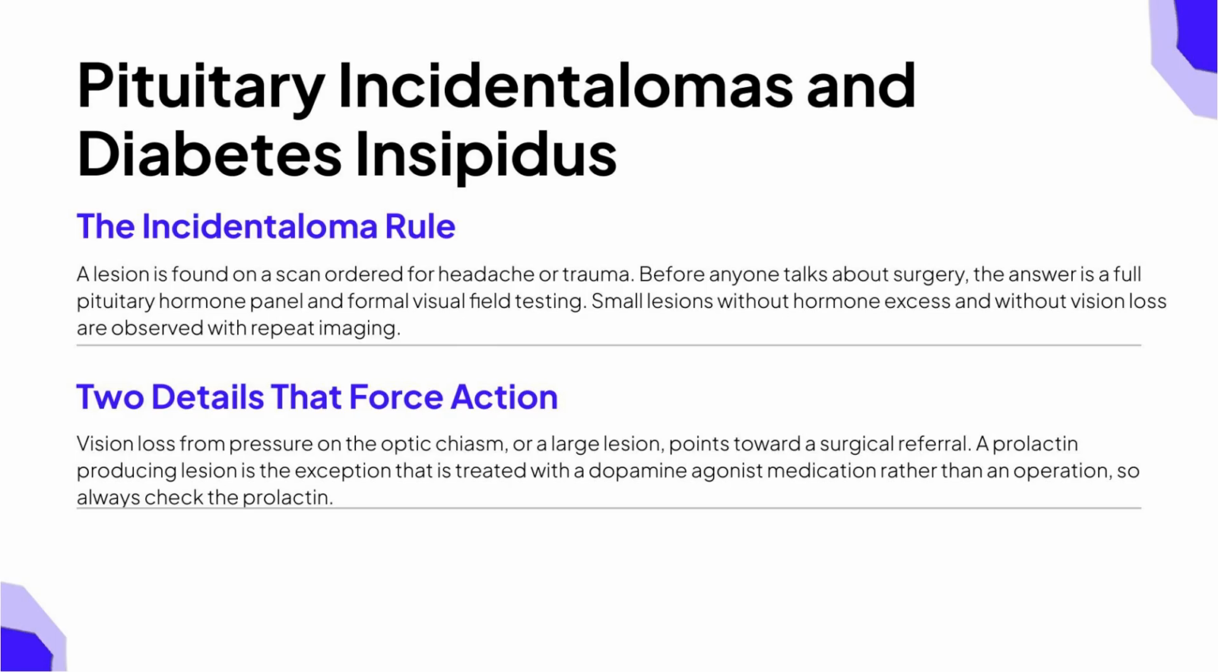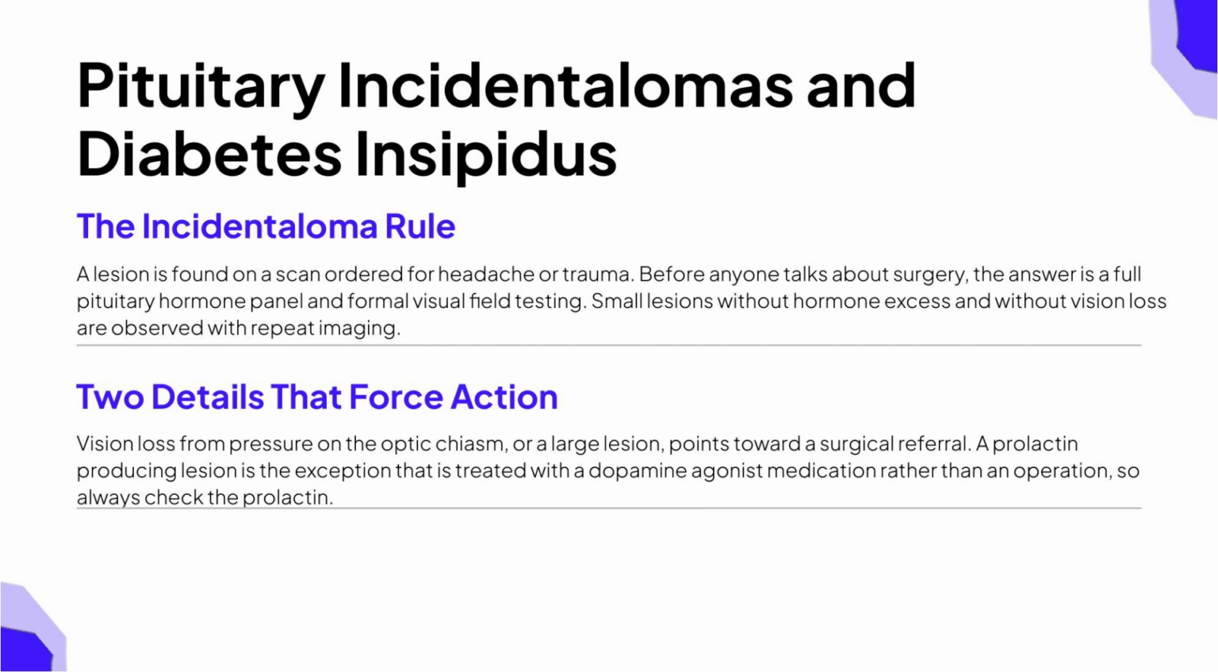The incidentaloma stem is always the same. Someone got a head scan for a headache or after a car accident, and a small pituitary lesion turned up by accident. The choices tempt you with surgery, repeat imaging alone, or reassurance. The rule: before anyone talks about an operation, do two things. Check the full pituitary hormone panel to see whether the lesion is producing hormone or destroying the gland, and get formal visual field testing to see whether it's pressing on the optic chiasm. If the lesion is small, hormones normal, and fields intact, observe with repeat imaging.